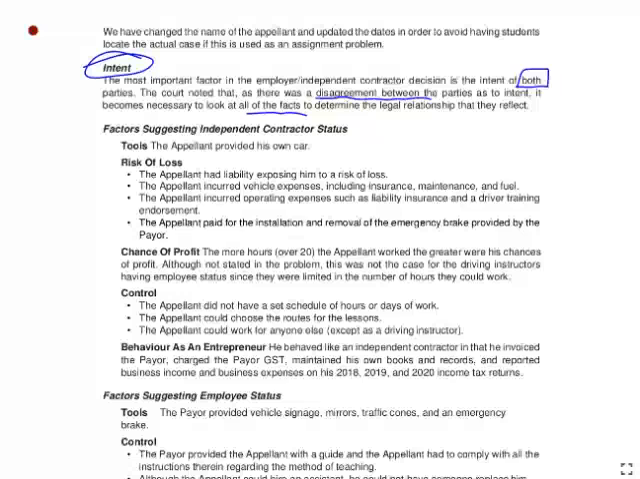The worker was able to hire their own helper to do any admin related to it. The worker provided the vehicle. So that is the major tool involved. So basically they brought their own car to do the training. The payer provided signage, mirrors, traffic cones, and a special emergency brake. So like that extra brake so that the instructor can hit the brakes if they need to on their side. The worker paid for the installation and the removal of the brake though. So the payer provided the brake, but the worker had to get it installed.